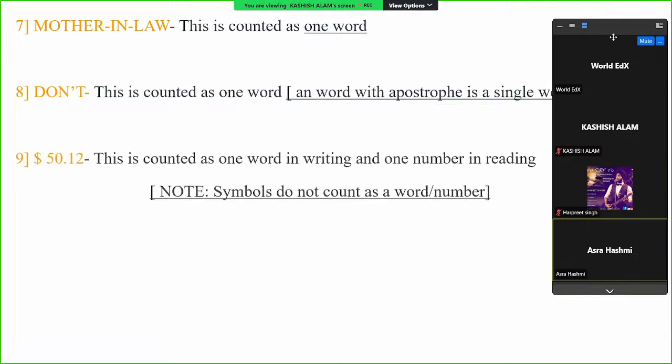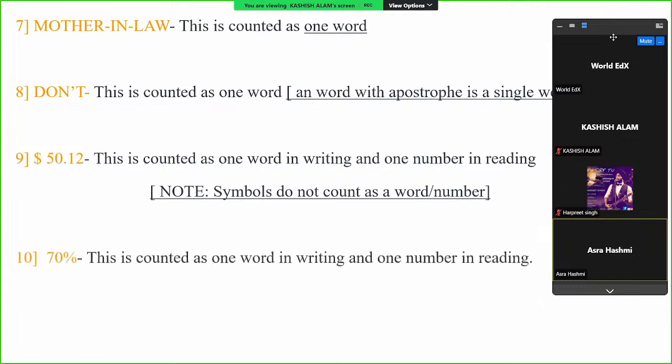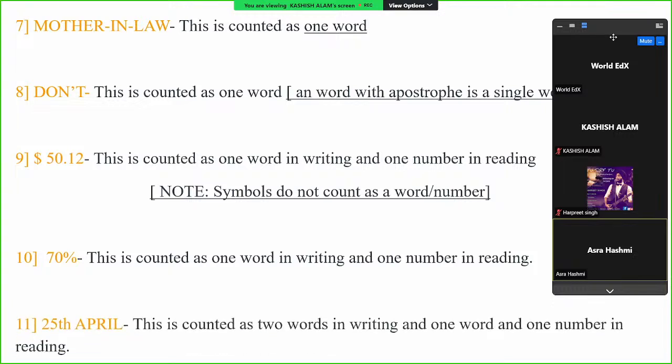The next is $50.12, which is again counted as one word because symbols do not count as a word or number. So if you add a symbol in the beginning of a word, it will still be counted as one word. 70% is counted as one word in the writing and one number in the reading. 25th of April is counted as two words in writing and one word and one number in the reading.